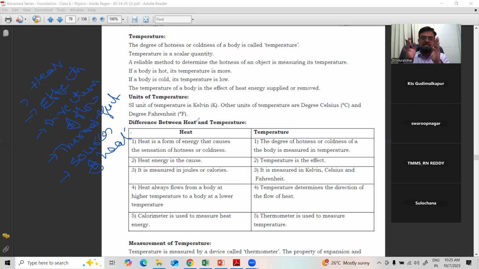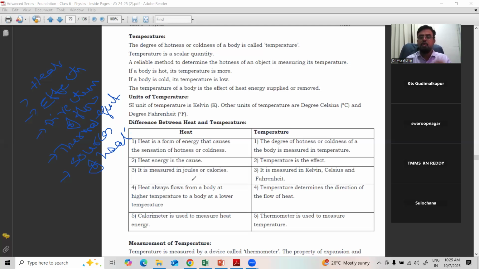20 degrees, 10 degrees. We join them. Both become 15 degrees after some time. After 15 degrees, there won't be any transfer of heat. And such a state is called thermal equilibrium state. Then sources, where we can get heat.